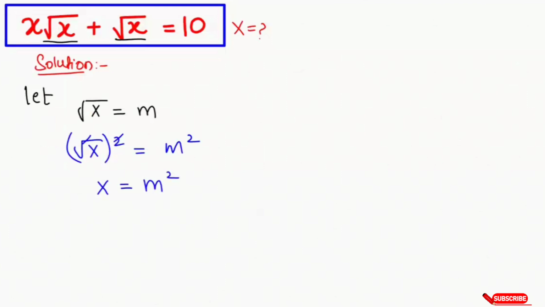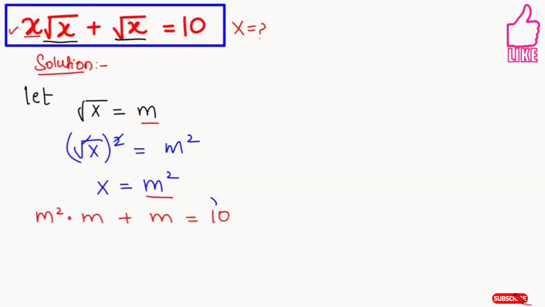Now I'm going to plug in the root of x value, that is m, and the x value, that is m square. So this equation turns to m square times m plus m is equal to 10. Next, I am going to take this 10 to the left hand side, and this we have 1 power, so it will be equal to m cubed plus m minus 10 is equal to 0.